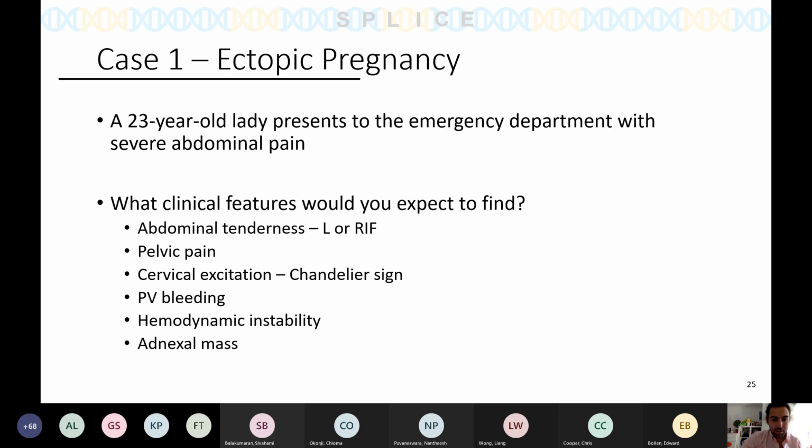I believe that was called the chandelier sign. It's apparently when you're examining, the patient sort of jumps up and throws their arms up in the air. I don't know why it's called chandelier sign, but whatever. PV bleeding, they might be hemodynamically unstable, they might have low blood pressure, high heart rate, and there may be a palpable mass.